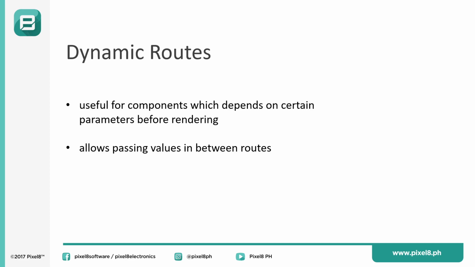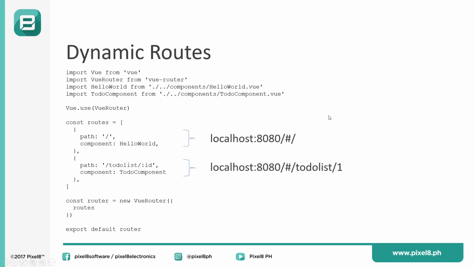Dynamic routes are useful for components which depend on certain parameters before rendering, and they allow the passing of values in between routes. How does that work? Here we have an example, which is our to-do list path earlier, but this time you will notice a dynamic binding here. This dynamic binding is considered a dynamic route. What do you mean by that?